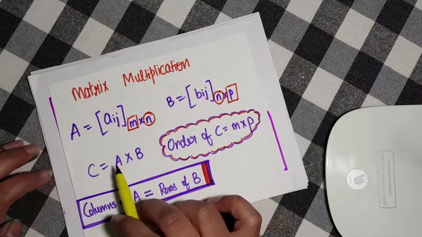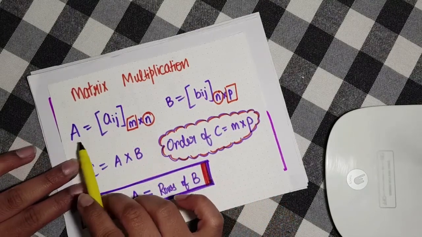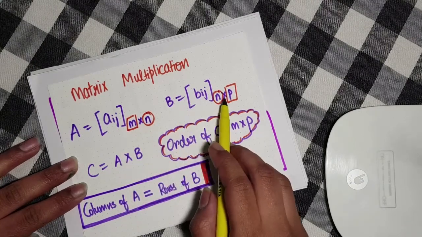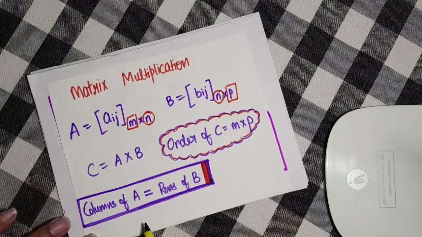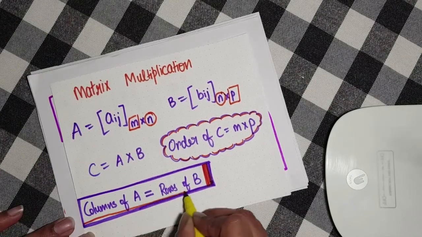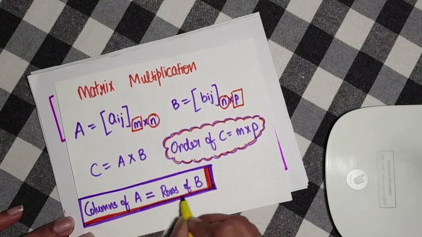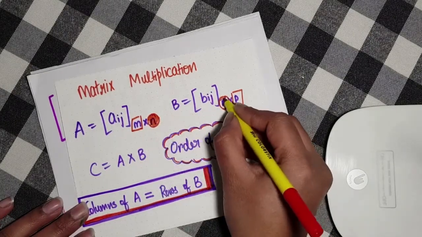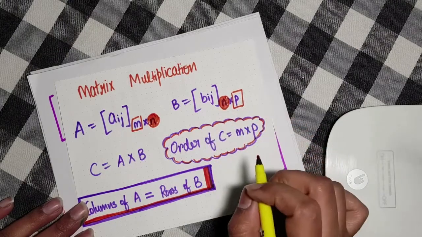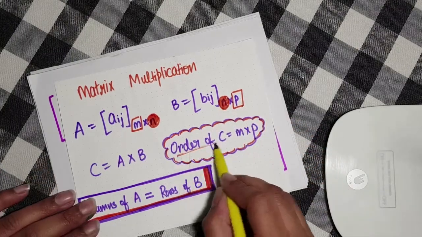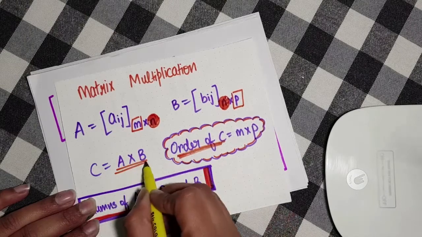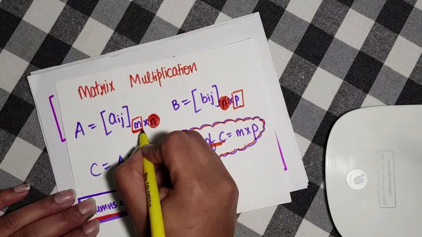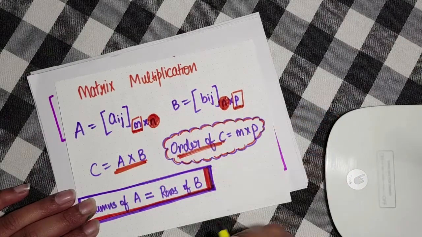Now, multiplication of two matrices. Consider a matrix A with order m by n and B with order n by p. The first condition to multiply two matrices is that the number of columns of the first matrix should be equal to the number of rows of the second matrix. That is, n here and n here should be the same. And the order of the resultant matrix C, which is equal to A into B, will be m by p, that is, the number of rows in the first matrix by the number of columns in the second matrix.